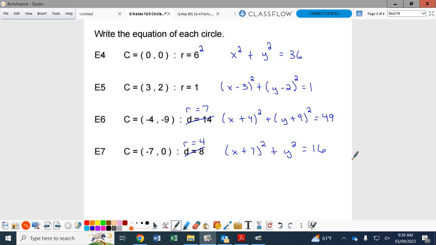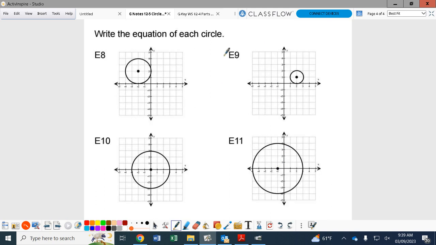Okay, now let's go to the visual. This is the exact same thing, but now you have a picture. Guys, the only difference between this and the last one is you have to find the center and you have to find the radius, but it's all in the picture. It's a visual section. Here we go. So, first things first, we need a center and a radius for every single one of these problems.